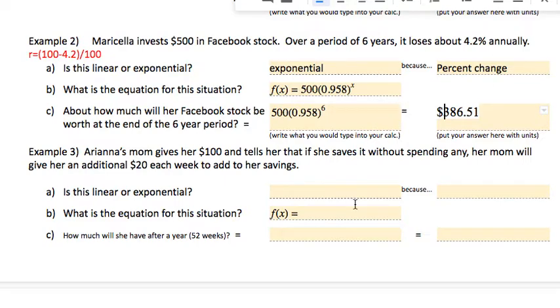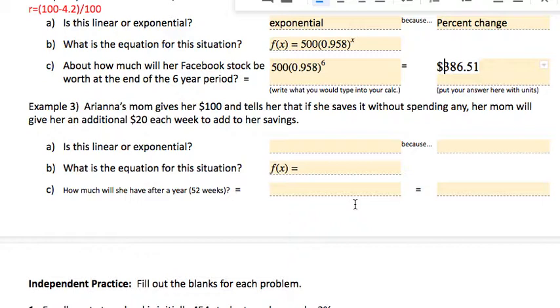One more example I want to do with you. This one says Ariana's mom gives her $100 and tells her that if she saves it without spending any, her mom will give her an additional $20 each week to add to her savings. Is this linear or exponential?